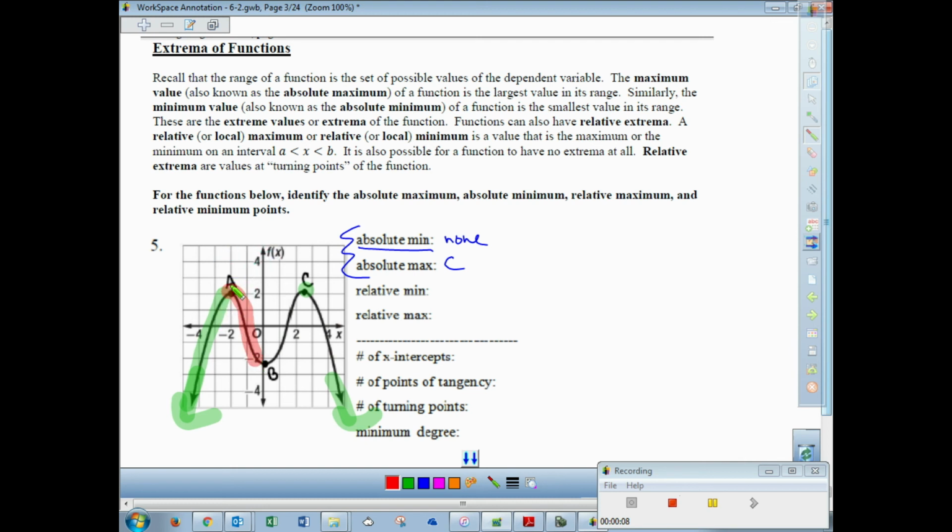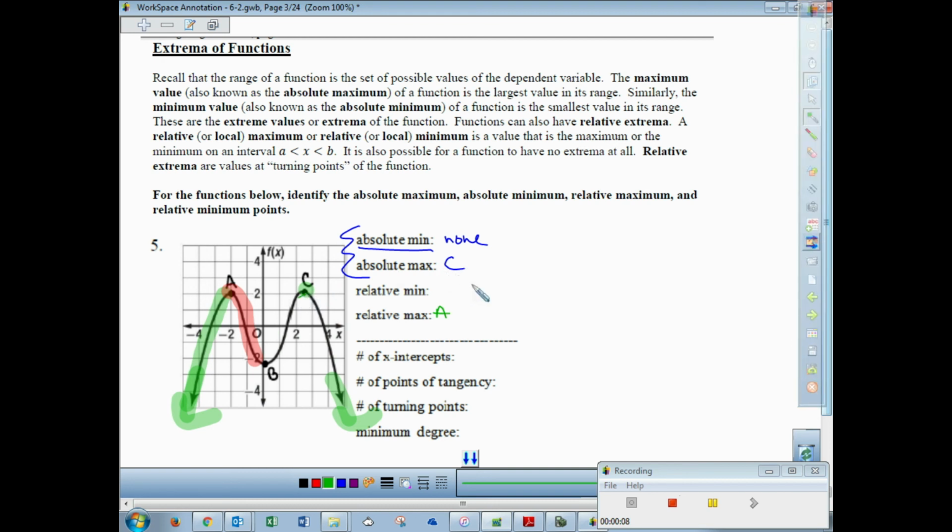So this is either a relative maximum or a relative minimum. What does it look like to you, max or min? That is a relative maximum. So relative max here at A. Are there any other relative max? Is there any other place where that happens? It does happen at C.